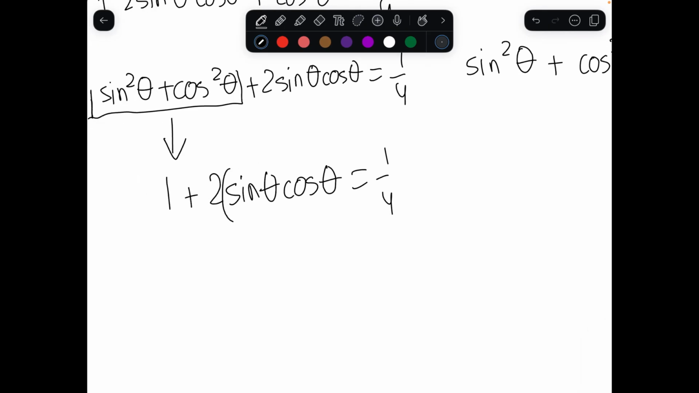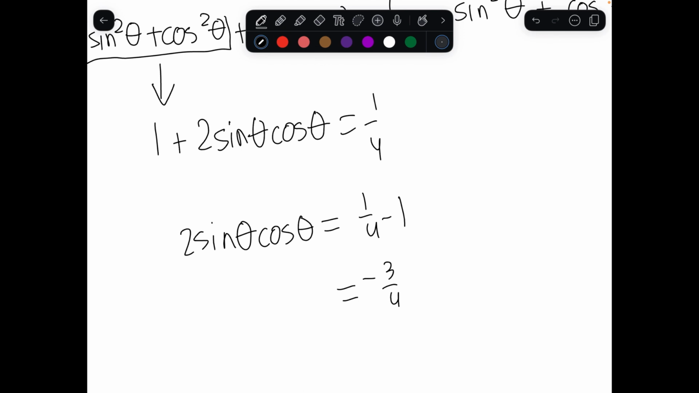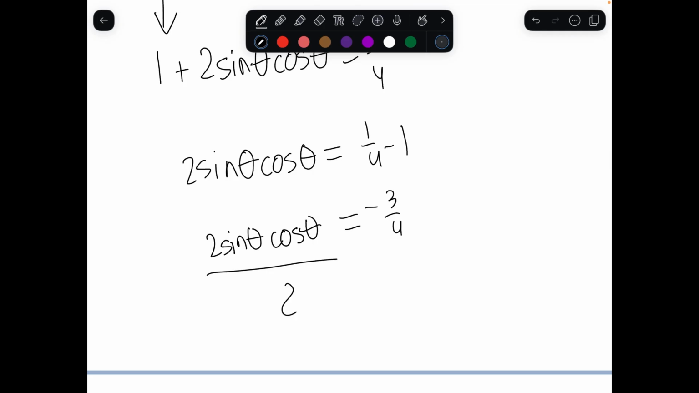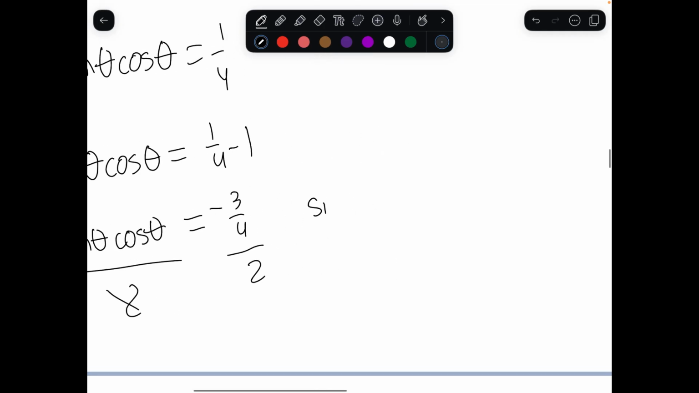You could treat this as one big variable x. I'm not going to replace it with a variable, but you would want to get sine theta cos theta by itself. So you would subtract 1 from both sides, which would get you 2 sine theta cos theta equals 1/4 minus 1, which is -3/4. And then simply divide by 2 to solve for sine theta cos theta. And you get sine theta cos theta equals -3/8.